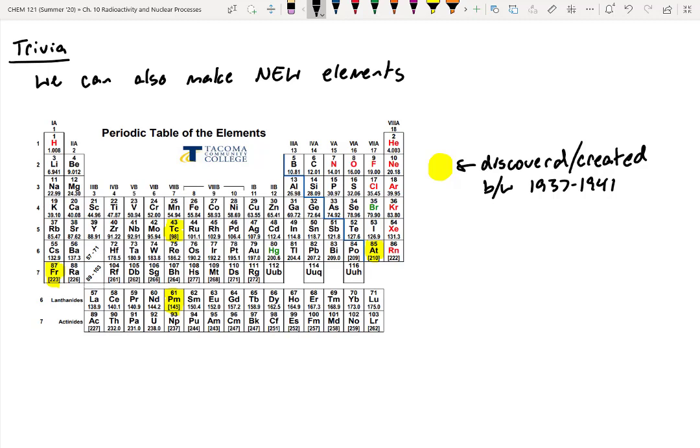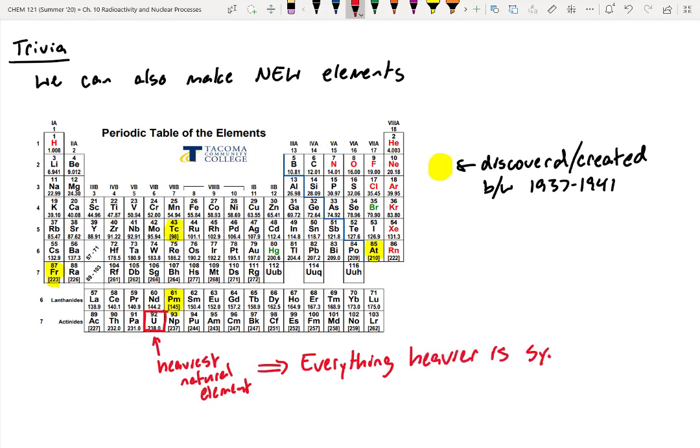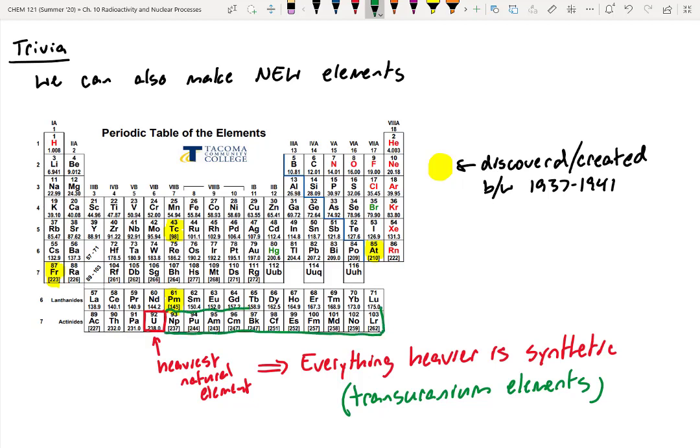The other thing too that's important to remember is that uranium is the heaviest natural element. Everything after uranium is synthetic. So everything heavier is synthetic. All right, and what these are called are the transuranium elements. So let's go ahead and block off all the transuranium elements. Obviously, it's going to consist of anything above 92.